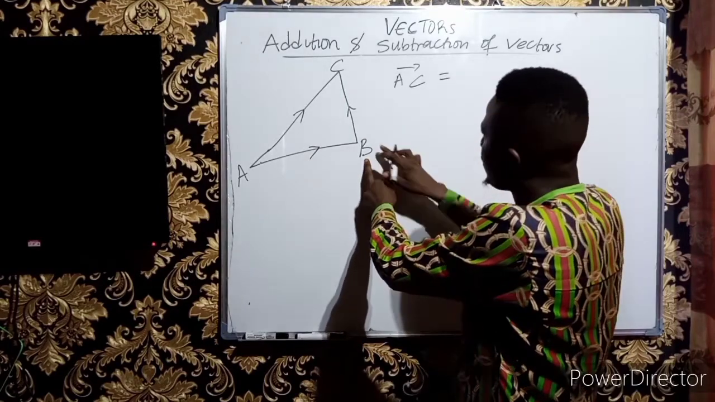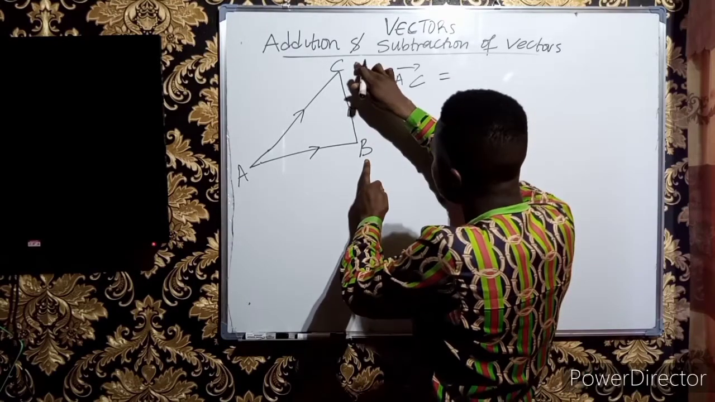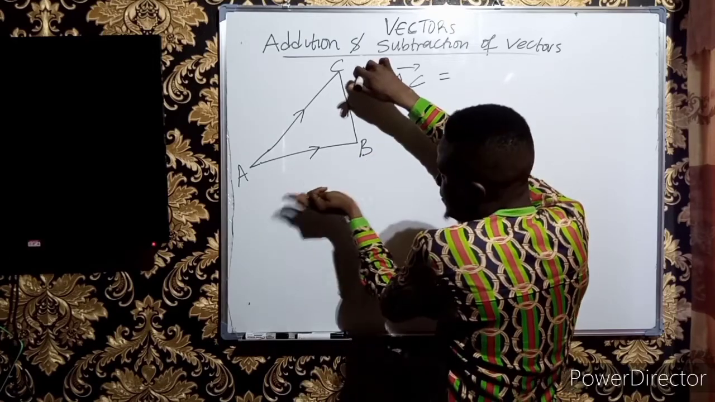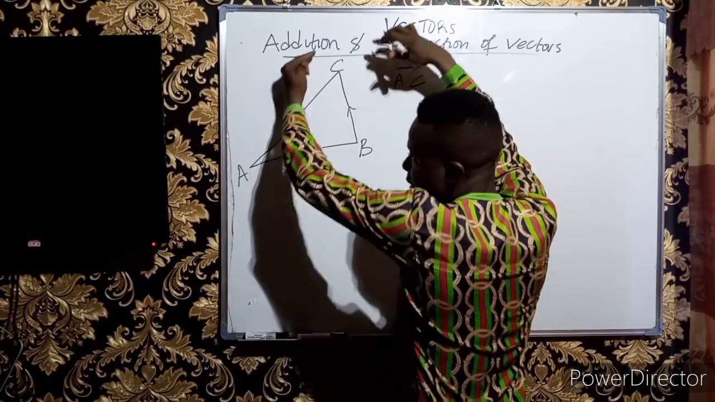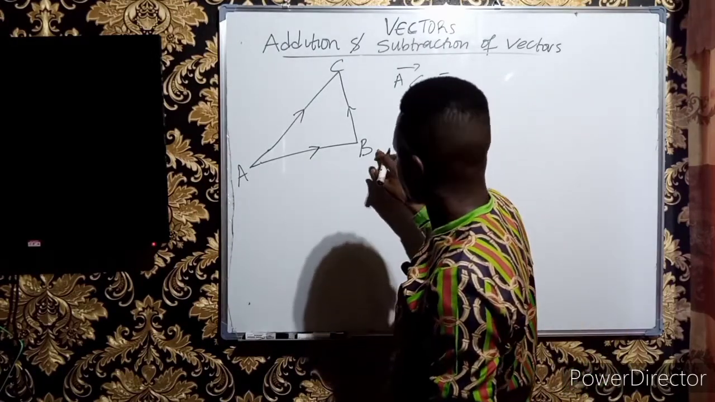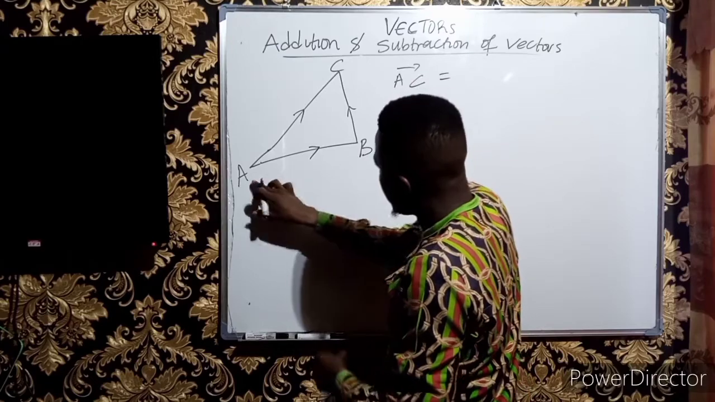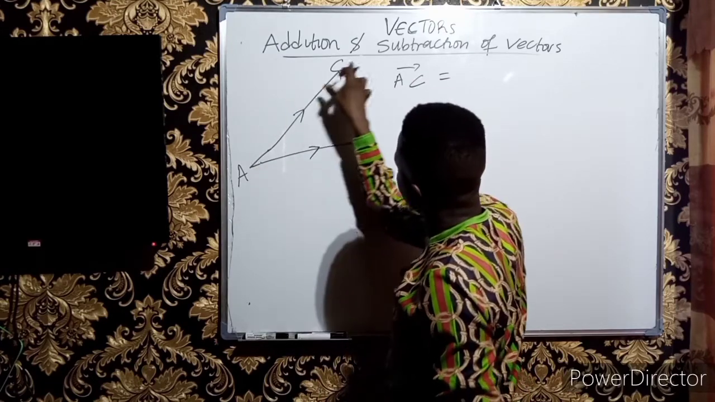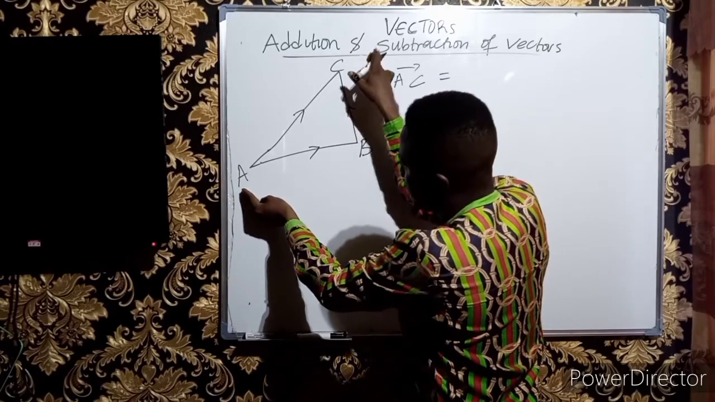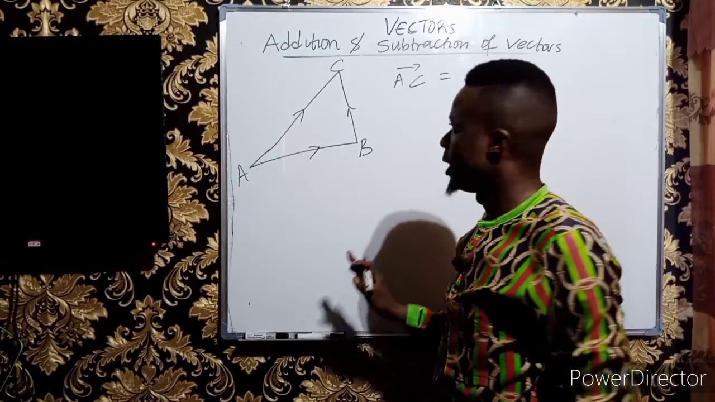Assuming I want to find the value of BC. BC is not equal to CA plus AB. Rather, BC will now be BA plus AC. That is the idea here. If I want, let's say, BA, BA is not equal to AC plus CB. Rather, BA will be equal to BC plus CA. That's just the idea. Okay?